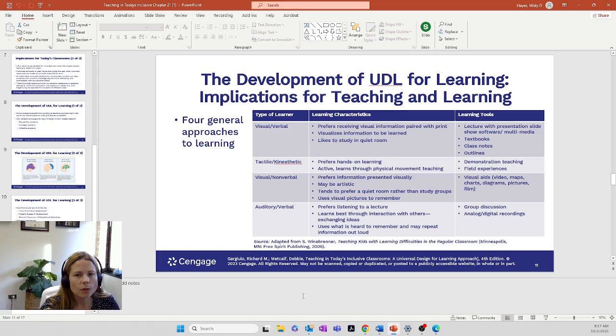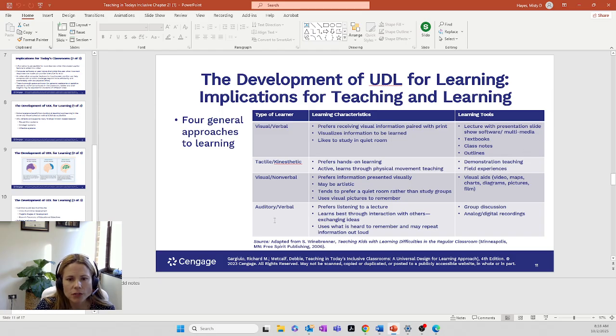Okay. So when we're talking about UDL, there are implications that we think about, right? For teaching and the students learning. So we look at what you're doing and then what the students are doing. So there are four general approaches to learning, right? So there is visual verbal, tactile kinesthetic, visual nonverbal, and then auditory verbal. Okay. And there are characteristics for each of those approaches. And then there's learning tools.